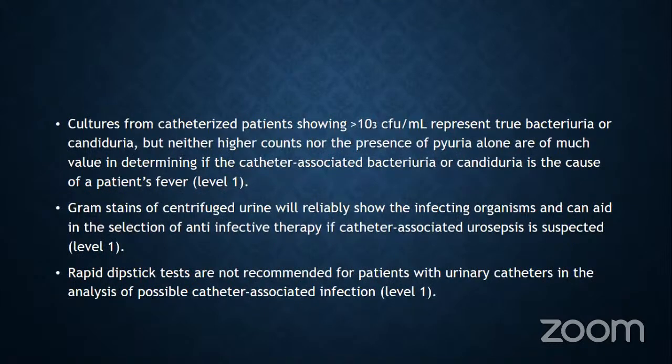Culture from catheterized patients showing bacterial growth greater than 10 to the power of 3 CFU per ml is suggestive of bacteriuria or candiduria, but neither higher counts nor the presence of pyuria alone are of much value in determining whether catheter-associated bacteriuria or candiduria is the cause of the patient's fever. Gram stains of centrifuged urine will reliably show the infecting organism and can aid in the selection of anti-infective therapy if catheter-associated urosepsis is suspected. Rapid dipstick tests are not recommended for patients with urinary catheters in the analysis of possible catheter-associated infections.